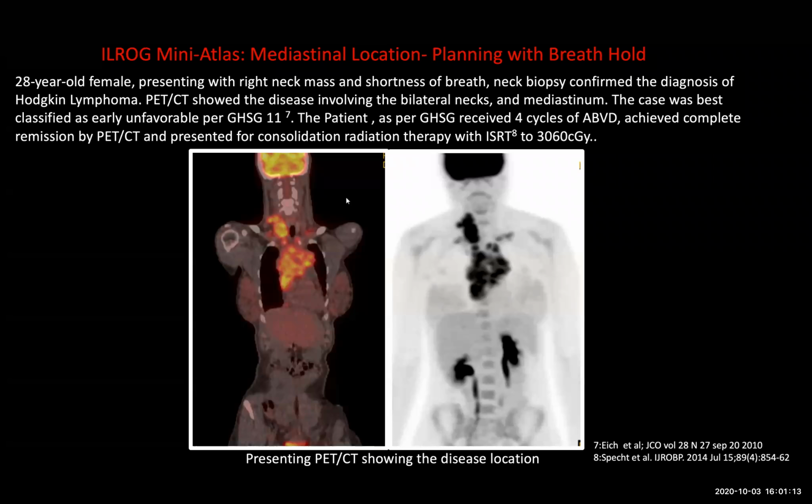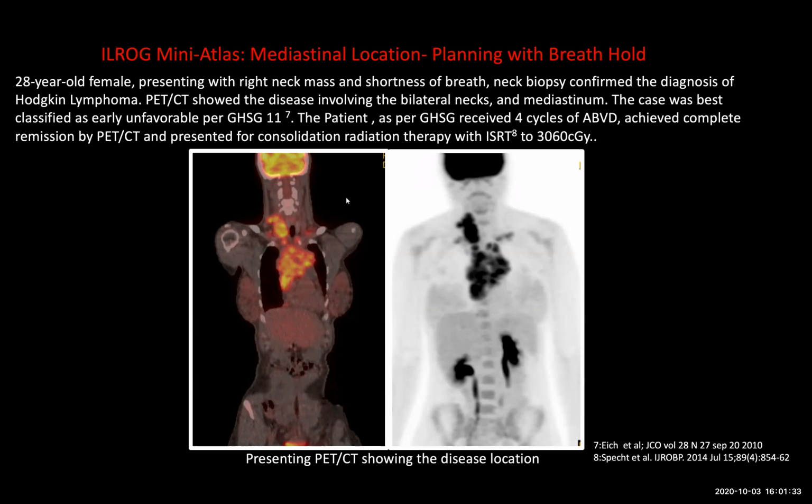Mediastinal locations are very challenging, and it is very important to pay attention to the critical organs. Most of the time when we give radiation, we have to pay attention to the patient's age, to the benefit that we're giving, and to the ability of chemotherapy alone to take care of these patients.